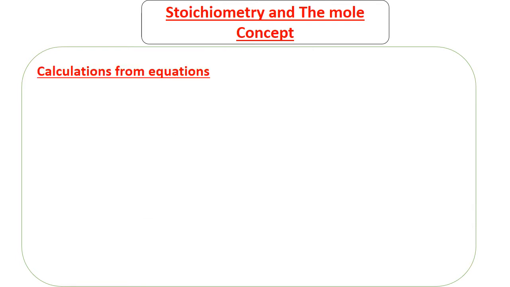So from the previous knowledge that we have acquired, we are going to start doing calculations that involve equations. We're going to take a look at three types of calculations. The first is where we are dealing with moles. So we'll be given compounds or elements in moles, and we're expected to get something else in moles. The equation is going to be used as a standard of comparison, something that shows us how certain compounds interact.